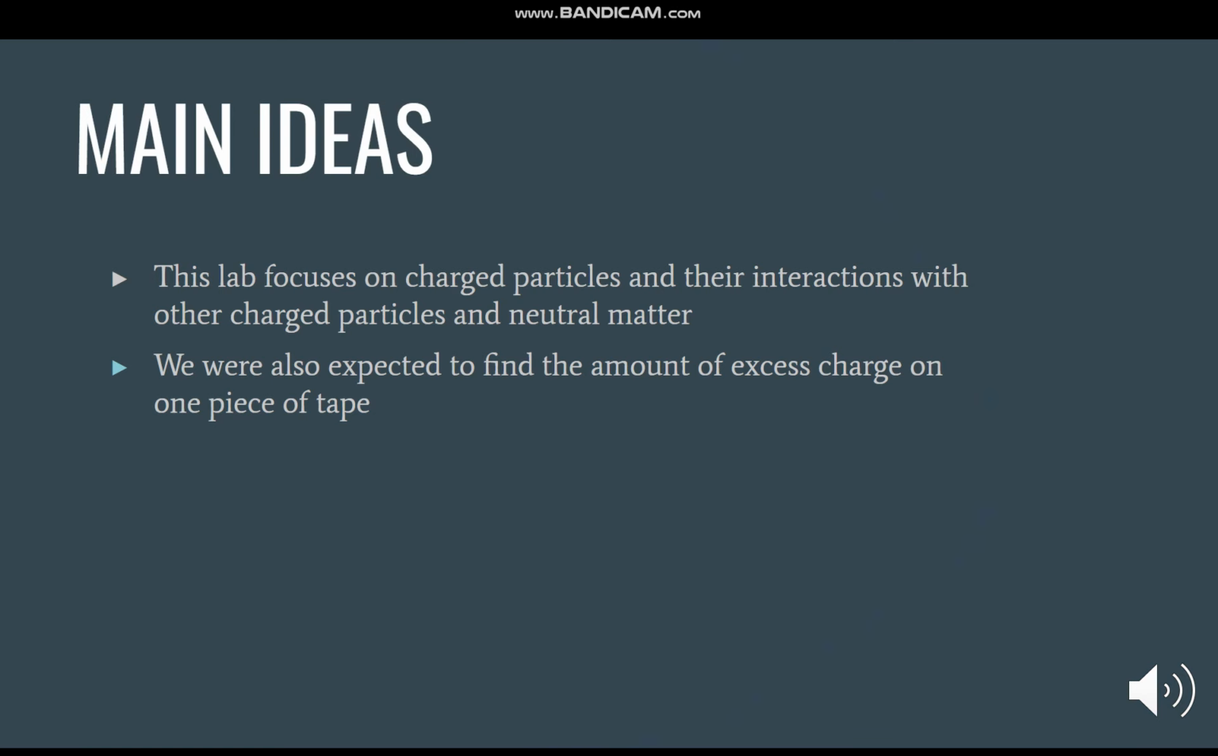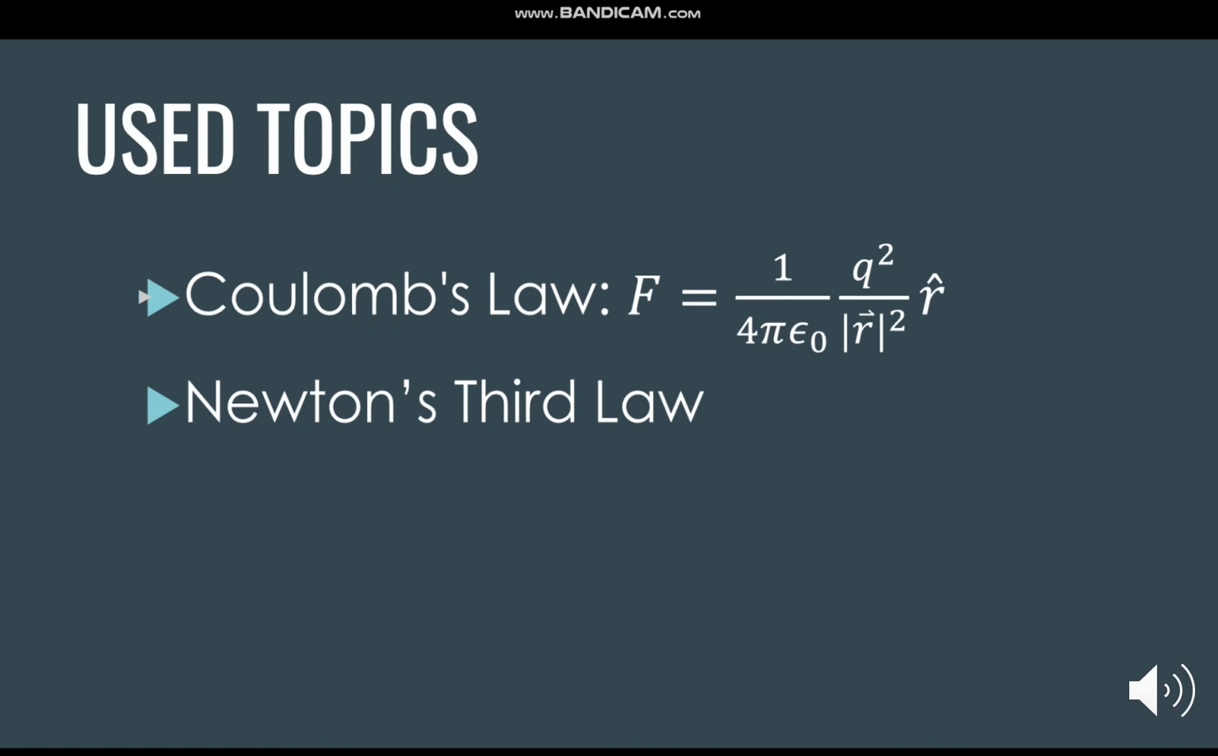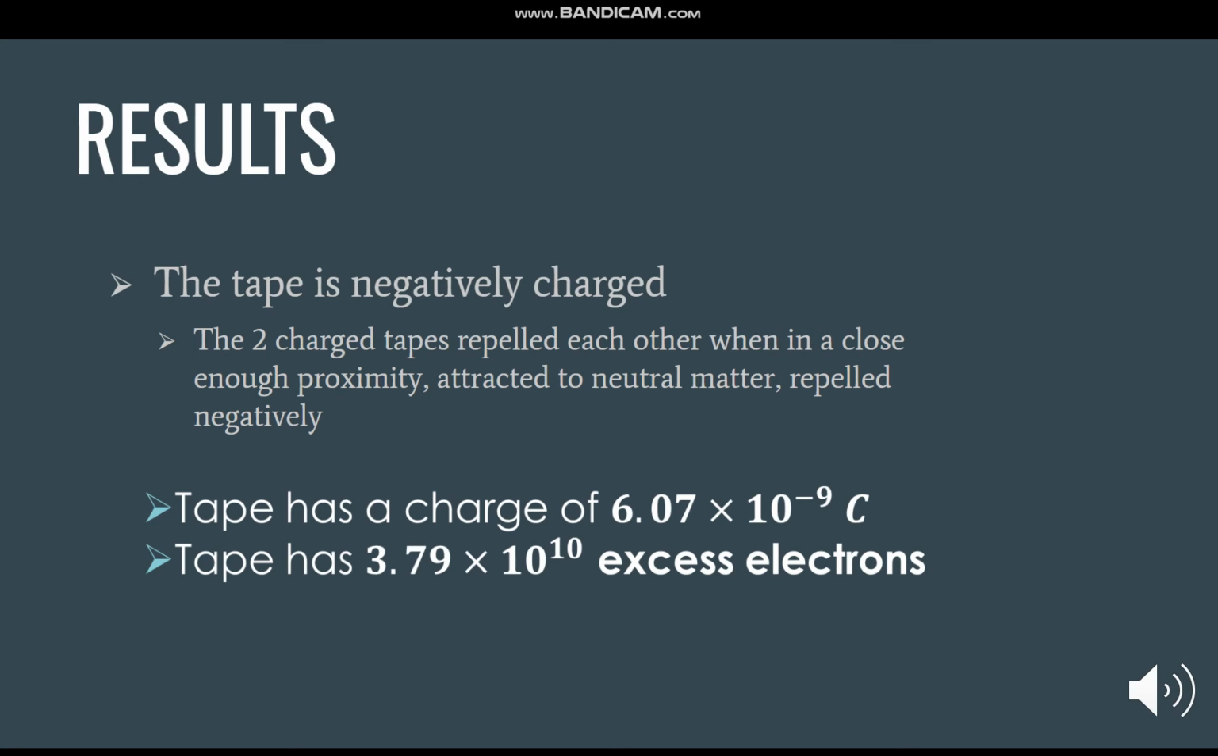In the main ideas, this lab focuses on charged particles and their interactions with other charged particles and neutral matter. We were also expected to find the amount of excess charge on one piece of tape. For the topics, we have Coulomb's law, which is force equals 1 over 4 pi epsilon naught times q squared over r squared times r hat, and Newton's third law.